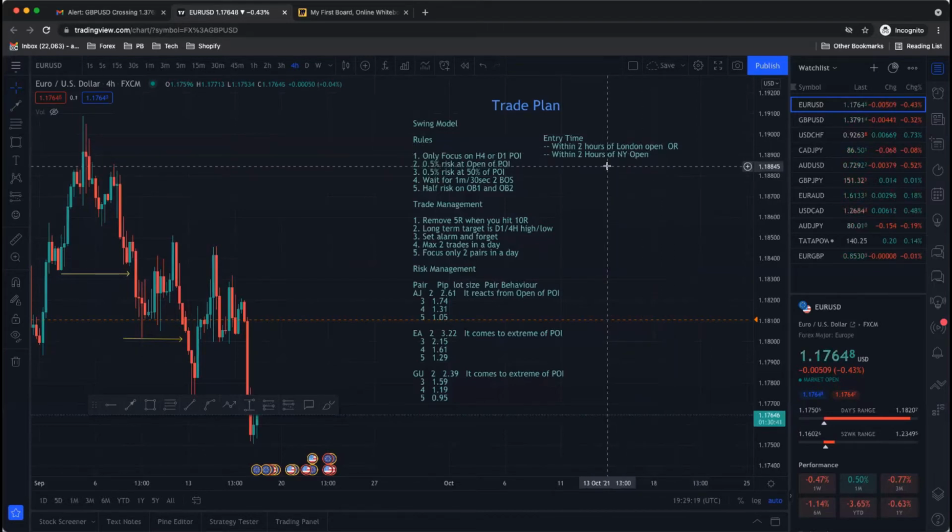All right, now, how are you going to do trade management here? As soon as the trade hits 10R, R is risk and reward, when you hit 10R, you're going to remove 5R, and your long-term target will be the daily or H4 high or low. Once you remove the 5R from the 10R, you're going to set your stop to break even, and you're just going to forget it. You don't look at the chart. Let it hit break even. That's fine. You already removed 5R, right? So that is it.